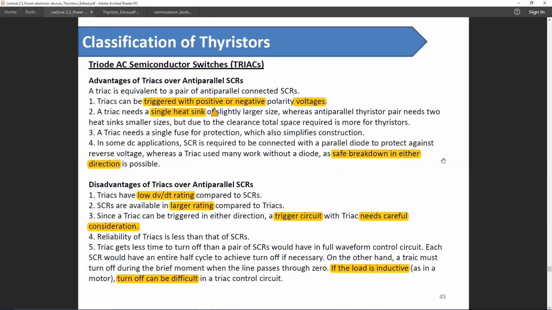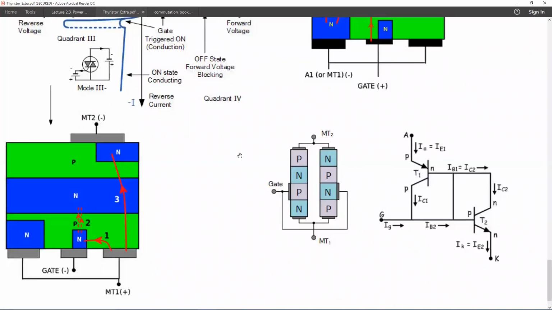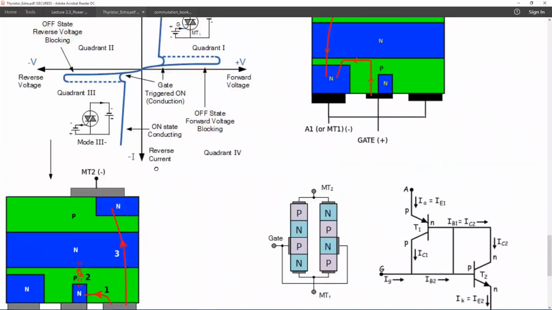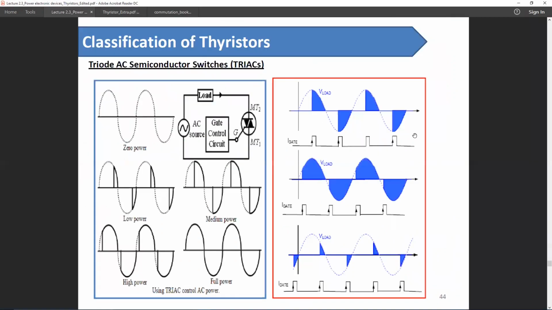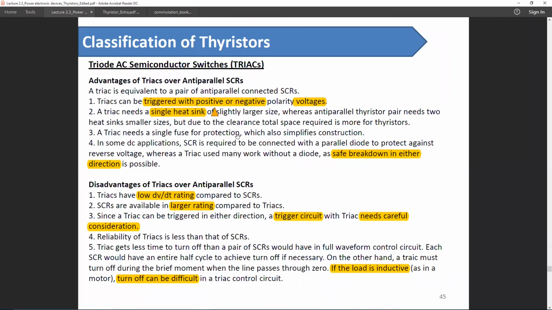So what are the advantages of a triac? This is simple, this is cheap, and since the triac, if you can recall, can be turned on by both a positive and a negative gate signal, controlling a triac would be easy. So these are some of the advantages.